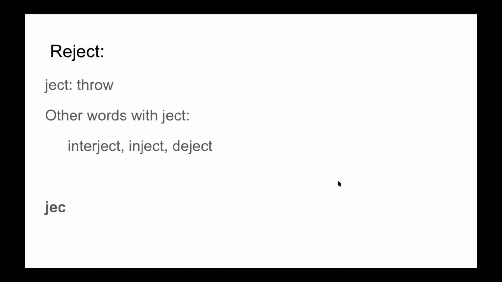All right, ject. So ject is to throw. So to reject would have something to do with throwing, right? And for those of you who know the definition, like I reject this letter, right? You're not accepting it, you're getting rid of it, or you're kind of throwing it out, right? So other words with ject: interject, so you jump in on someone or you throw yourself into something.